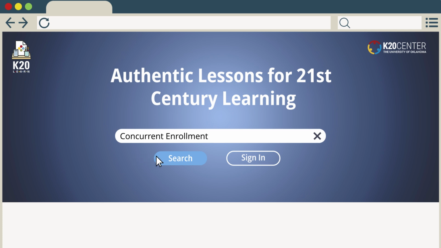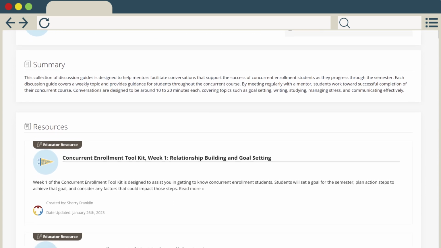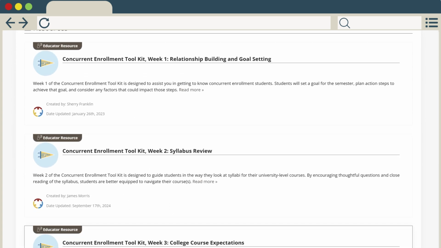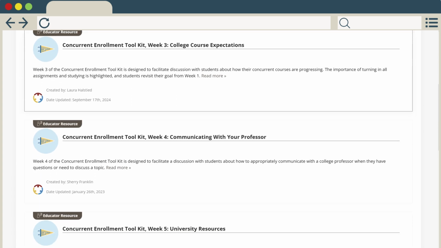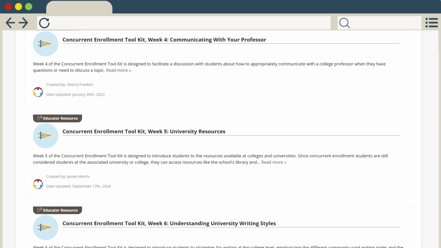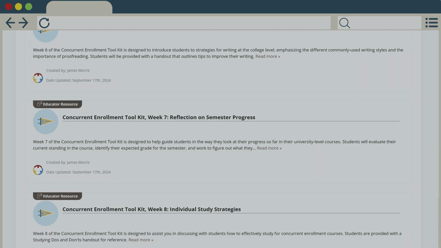dual enrollment journey. The Concurrent Enrollment Tool Kit covers 18 critical topics such as study strategies, stress management, and communicating with professors. These research-backed topics are presented in a sequential order over a semester, but can easily be adjusted to meet the needs of your student.